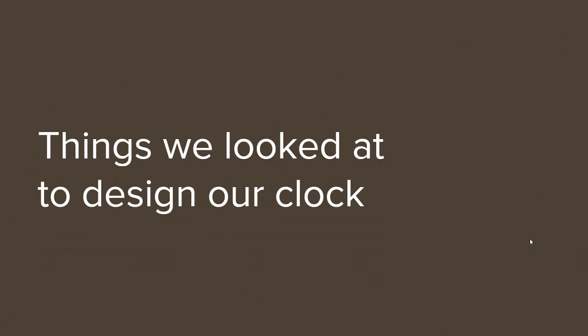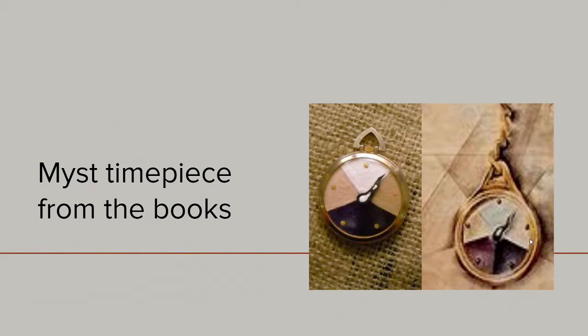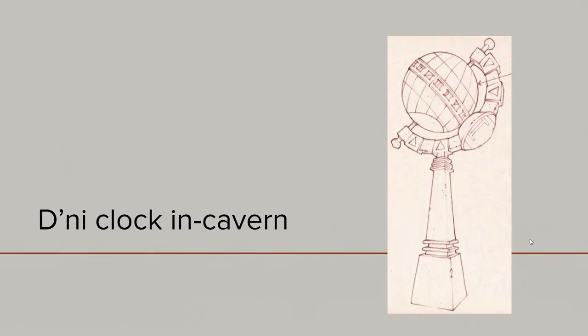So we looked at a few different sources for ideas of how the interface should look. We looked at the timepiece that was illustrated in the books, which kind of describes the algae cycle, the light cycle a little bit. The idea that the phases of the day were marked out on the face of the clock. We looked at the clock in Cavern. Once there was a clock shown in the Myst games, we had an idea of what Cyan had pictured for a clock.